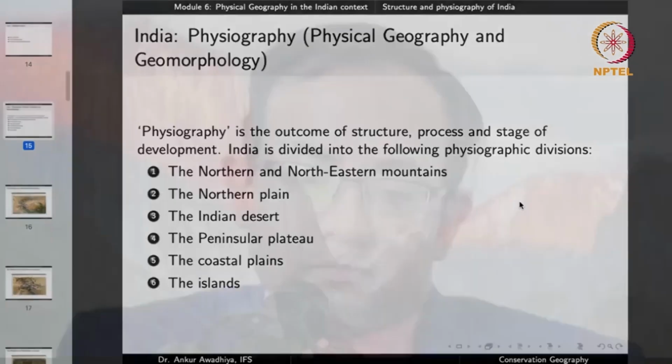Next we have the Peninsular Plateau. Now the Peninsular Plateau lies in the peninsula of India, which means that it is a triangular shaped landmass that is surrounded by sea, or surrounded by waters, on all the three sides. And this is a plateau region.